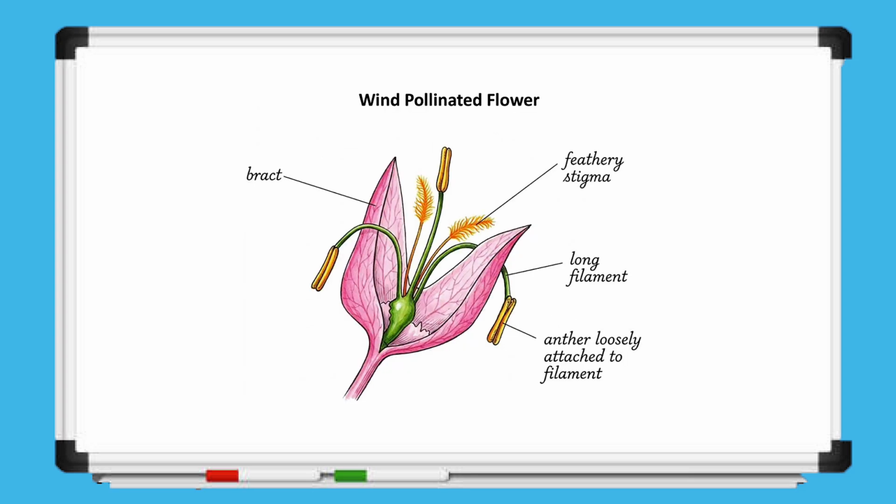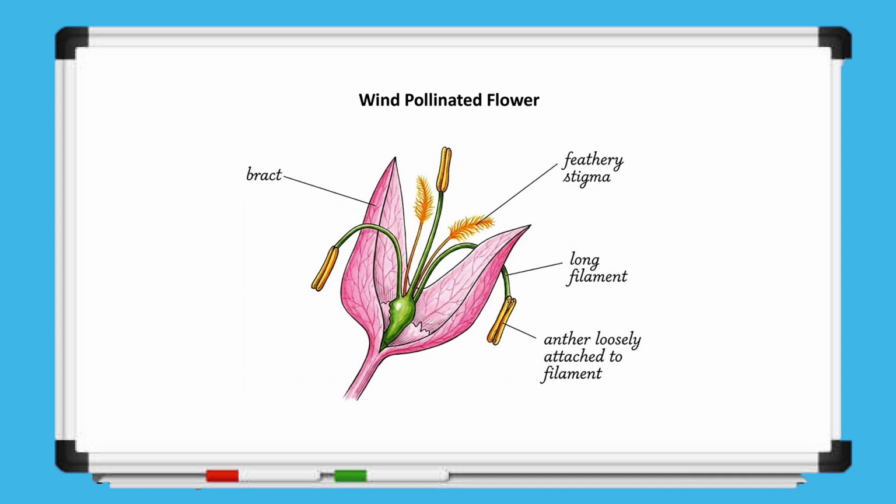Now look at another example of a wind-pollinated flower. These flowers do not rely on insects or animals to transfer pollen, so they have special features to catch pollen carried by the wind. The stigma is large and feathery, which increases its surface area and helps trap tiny pollen grains floating in the air. The filaments are long and thin, holding the anthers so they hang outside the flower and can shake easily in the wind. The anthers are loosely attached, allowing them to swing and release pollen even with a slight breeze.